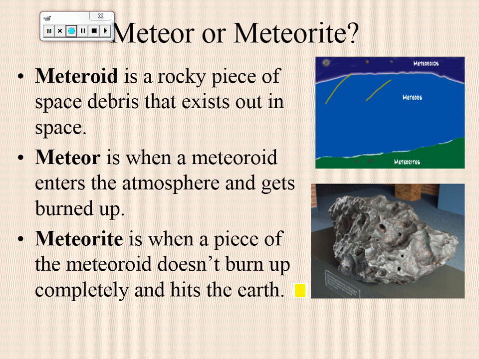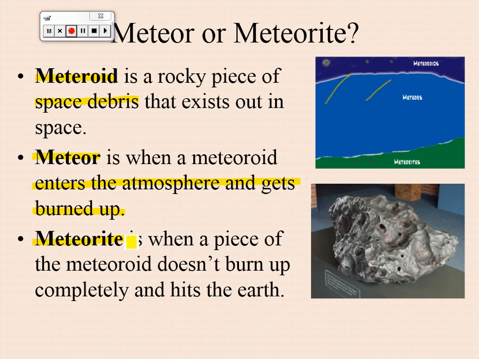Okay, meteor versus meteorite. A meteoroid is space debris. That means it's outside of our atmosphere. It's literally in space. A meteor is when it enters the atmosphere and gets burned up. So when we watch a shooting star or a meteor shower, that's what we're seeing, the rocks scraping along the different ice crystals in the mesosphere, and then they catch on fire from the friction and we see it.